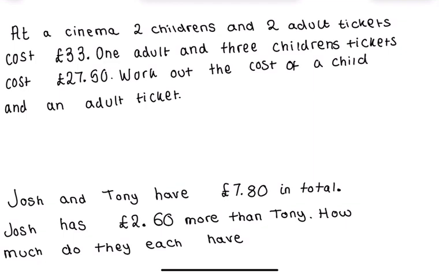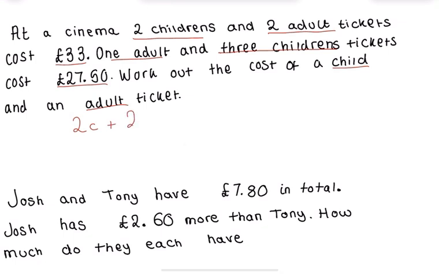At a cinema, 2 children's tickets and 2 adult tickets cost £33. 1 adult and 3 children's tickets cost £27.50. Work out the cost of a child and an adult ticket. So here we have to first set up an equation. For the first one, let's call children C. We have 2 children and then we're adding on 2 adult tickets, and that is £33.